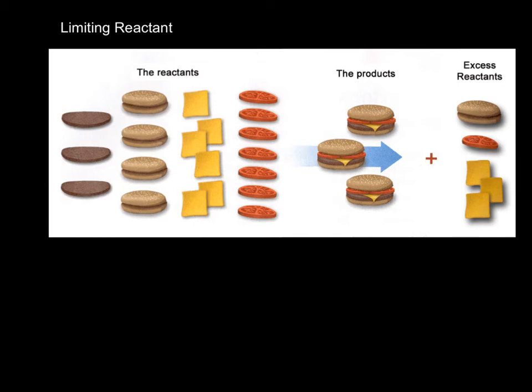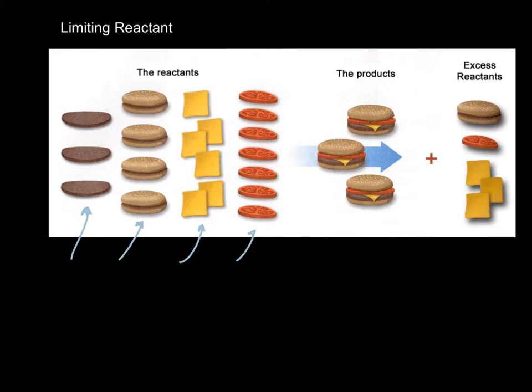So in this video, we're going to talk about limiting reactant. We're going to start with a silly example of trying to make a cheeseburger. Okay, so for instance, what if I had 3 hamburger patties, 4 hamburger rolls, 6 pieces of cheese, and 7 tomatoes. Okay, how many hamburgers can I make?